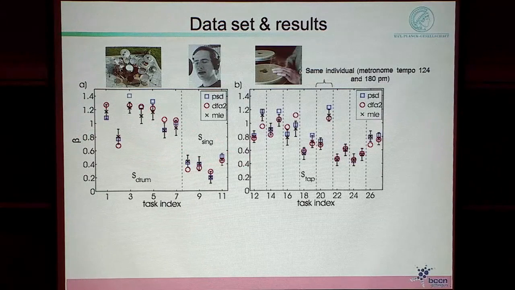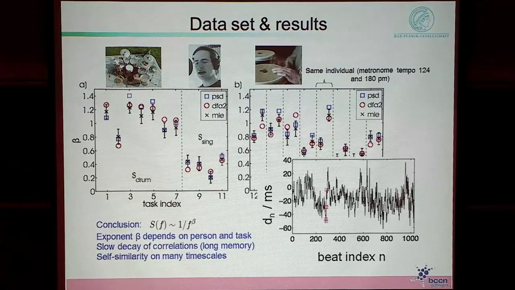Different musicians. But here's a case of the same musician playing at 2 different tempos and had 2 different exponents. So that's not universal.